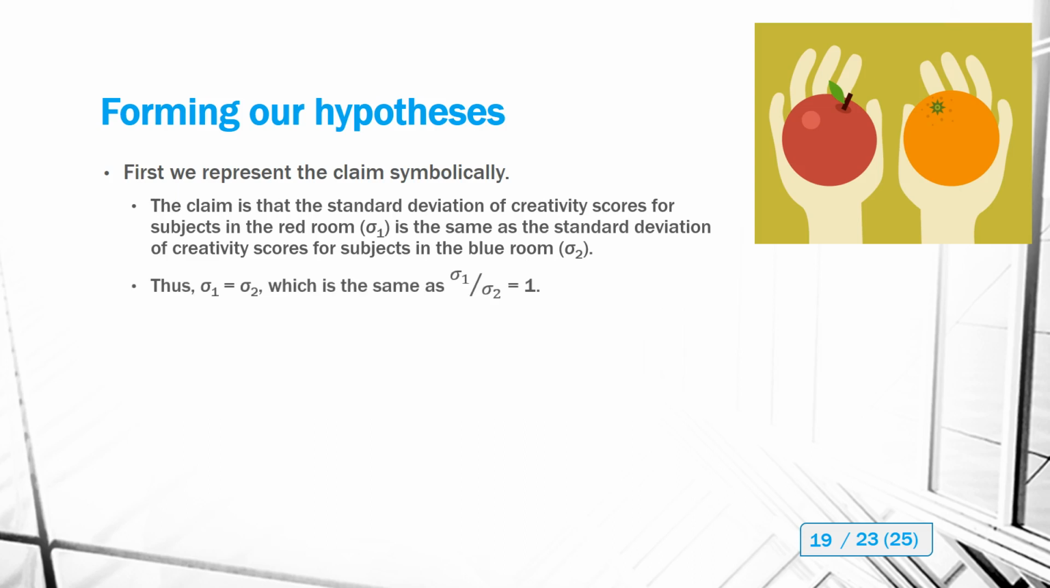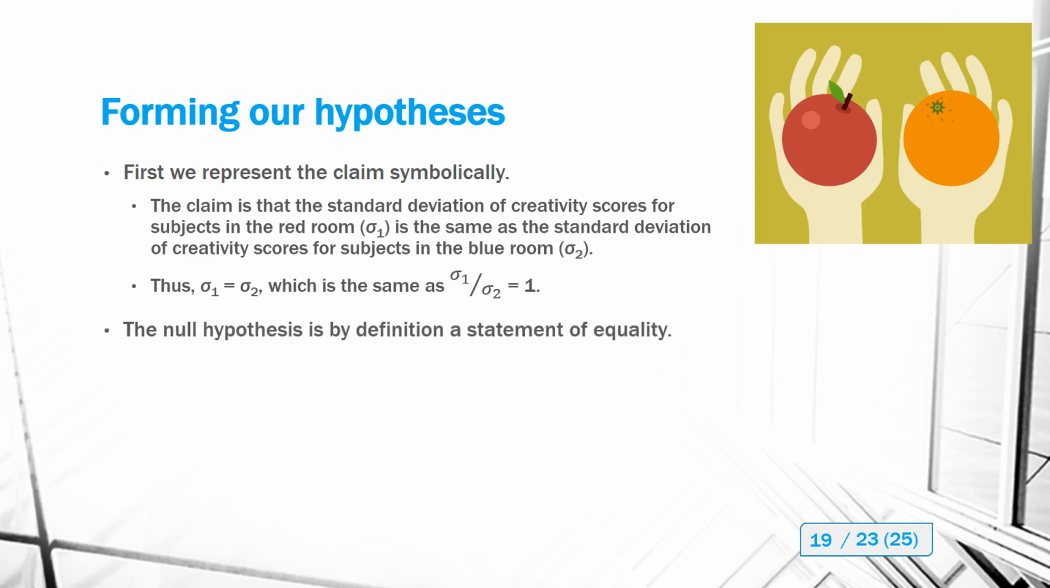Thus, we're going to say that sigma 1 equals sigma 2 because we're saying that the standard deviation between both of them is the same. That there's not much variation between each of the different samples. If I divide both sides of that equation by sigma sub 2, I get what you see over on the right. Sigma sub 1 divided by sigma sub 2 equals 1. This is the algebraic equivalent way of writing our claim symbolically.